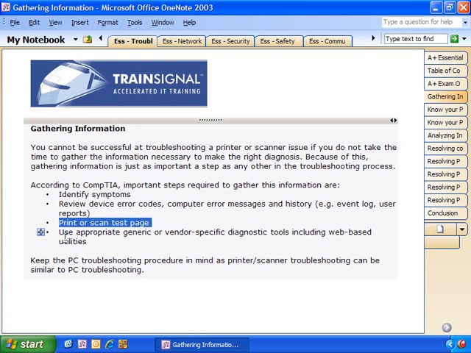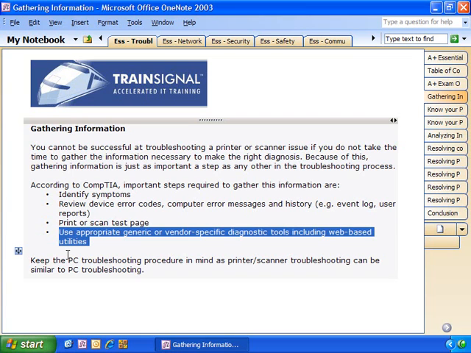On a scanner, you can scan some test pages and then bring the results up on your computer and see where the scanner might be having some problems. So these are just tests you're doing to gather important information. Try to gather everything that could be the possible cause so that next you can analyze that information.